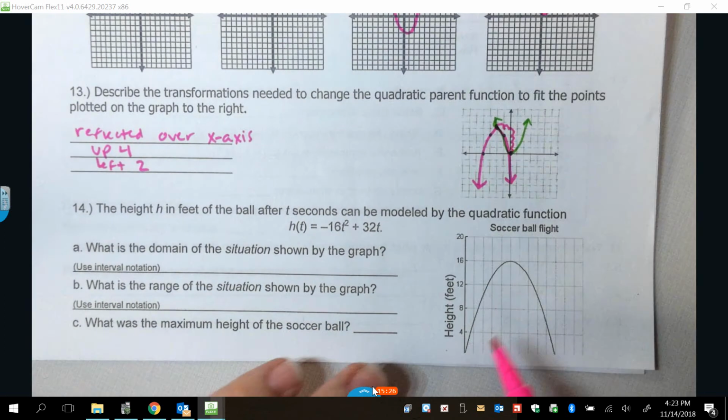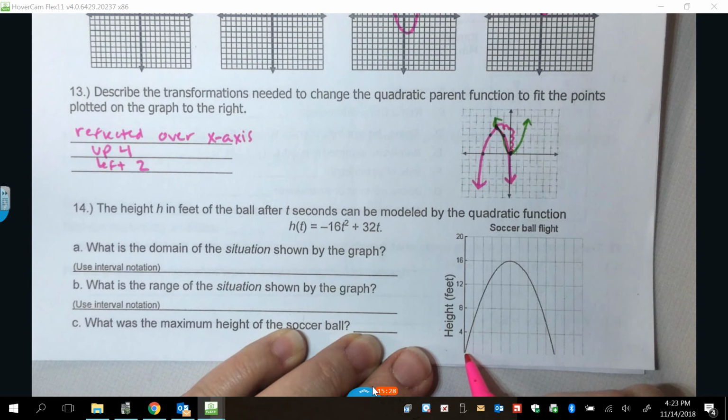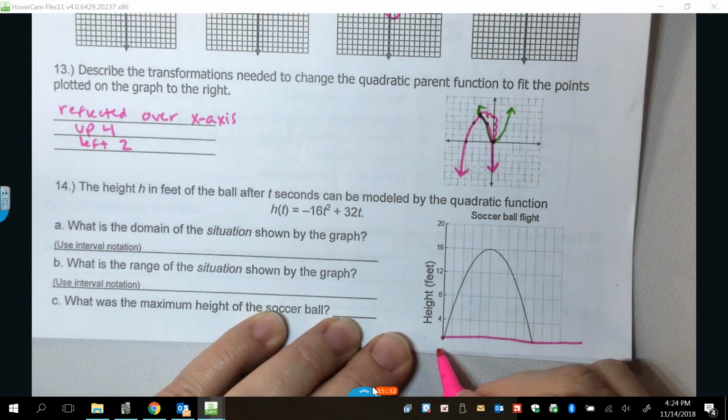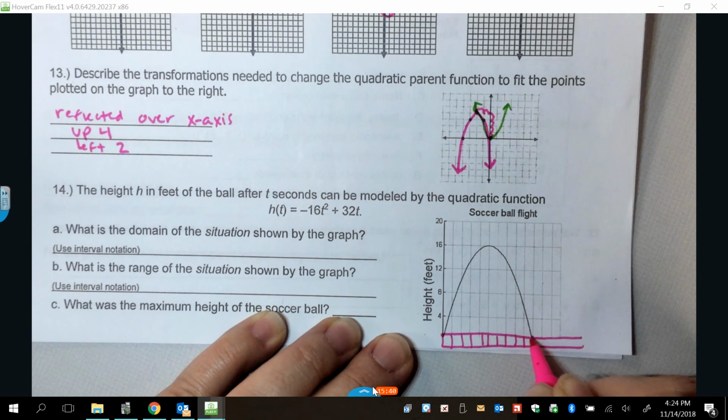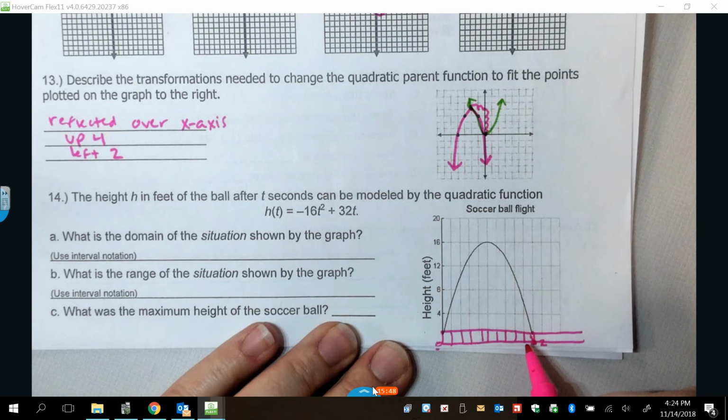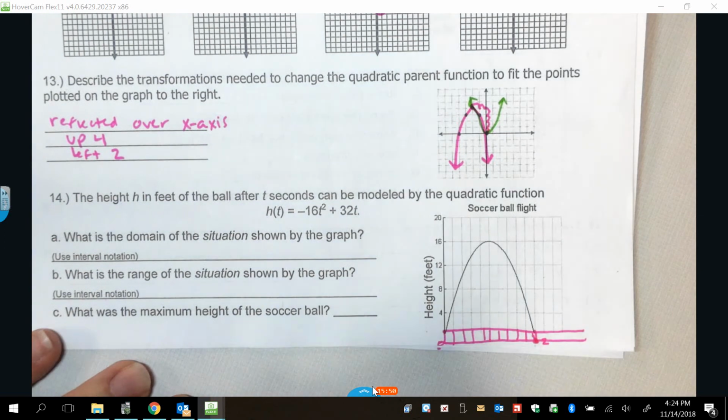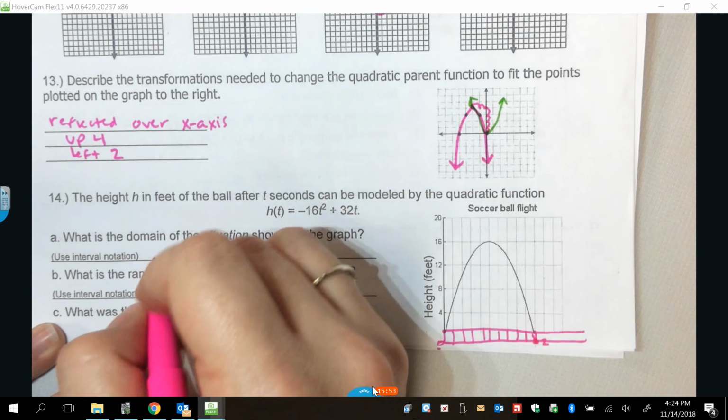Okay, we did this one in class, so I'm not too worried. It touches here. This is at 2, this is at 0, because it's counting by 0.2, 0.4, 0.6, 0.8, 1, 1.2, 1.4, 1.6, 1.8. So the domain is from 0 to 2, because that's the width.